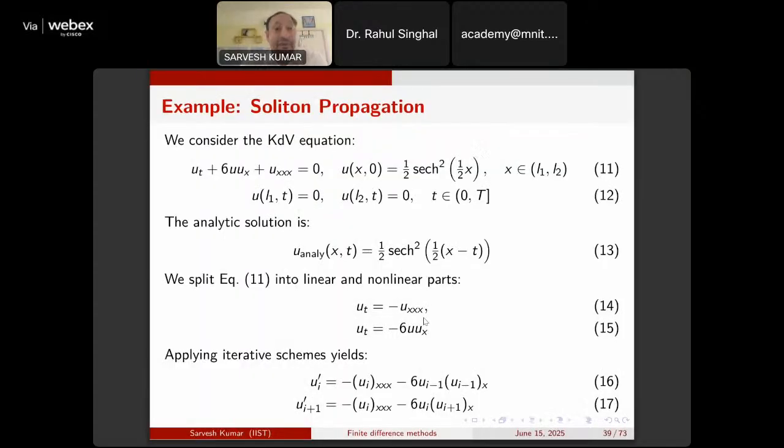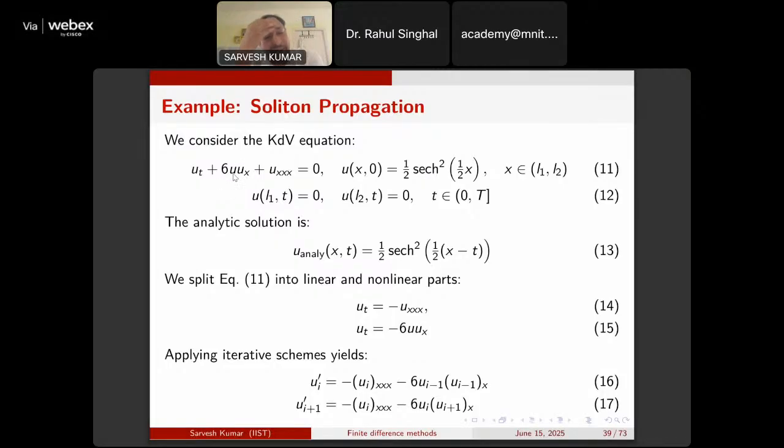Suppose we apply this idea to solve a KdV equation. This has many applications, but it is nonlinear here. It is not linear because you have the term 6u ux present here. So this is actually not linear. That's a problem.